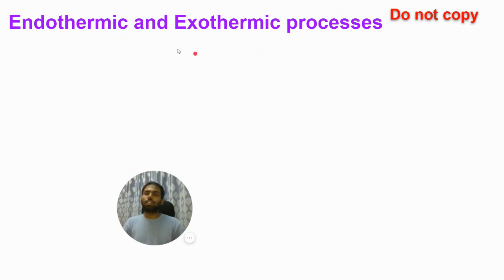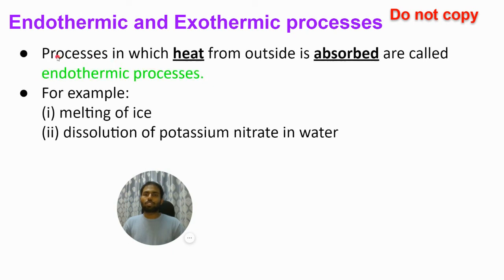Exothermic and endothermic processes. Okay, so a process in which heat from outside is absorbed is called endothermic. Okay, what does endo mean? Endo means inside. So whenever heat from outside is absorbed, we take heat from outside to inside, we call it an endothermic process.